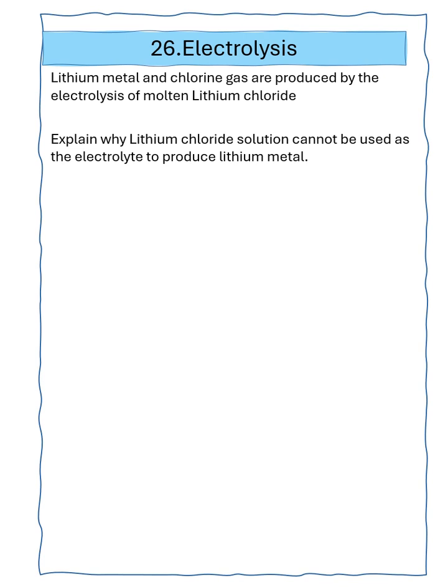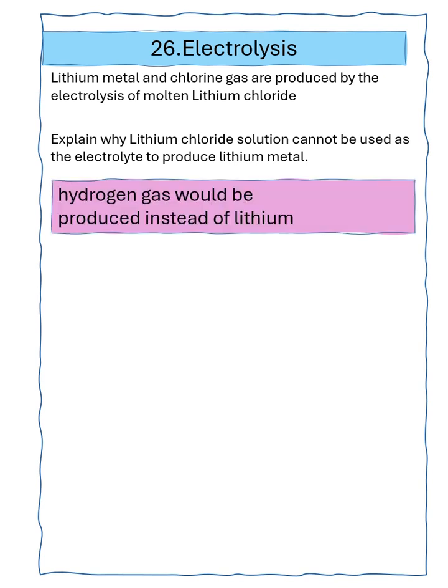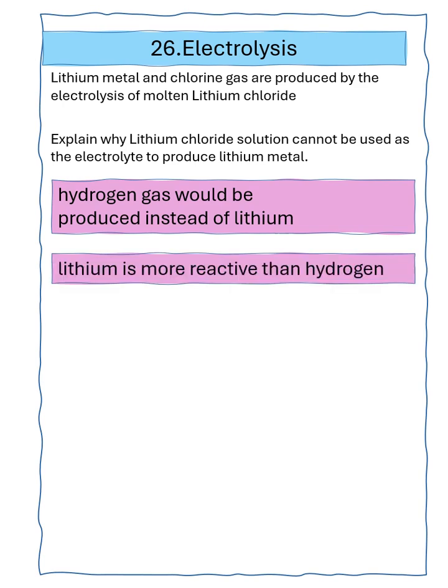If we've got solution, we've also got water, and therefore we've got the ions that are found in water, which is hydrogen and hydroxide ions. So therefore, we've got to take those into account. If the metal is more reactive than hydrogen, then we'll get the hydrogen gas produced rather than the metal. Lithium is more reactive than hydrogen, so hydrogen gas will be produced instead of lithium because lithium is more reactive than hydrogen.